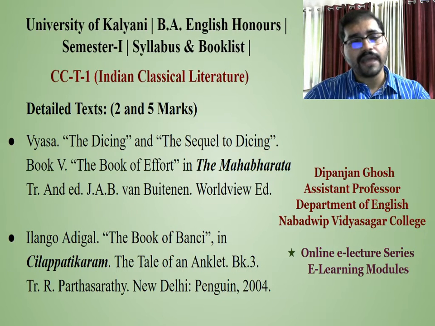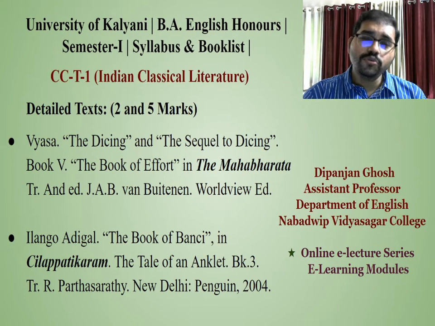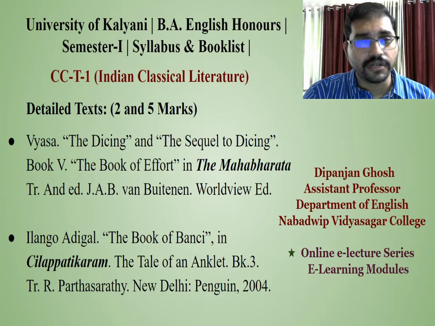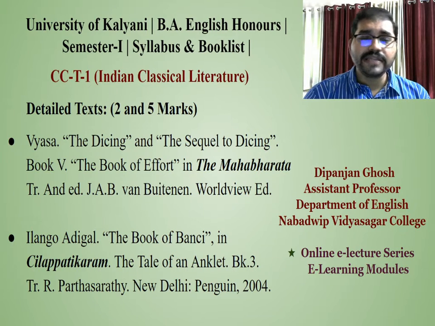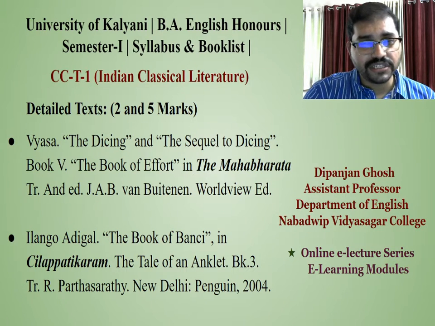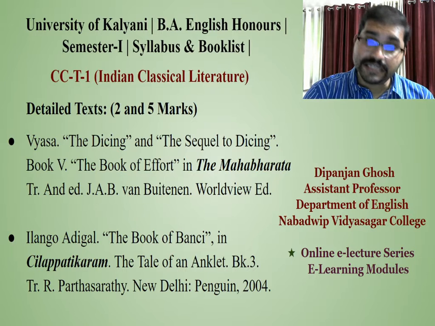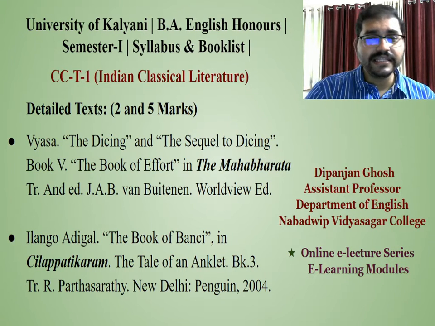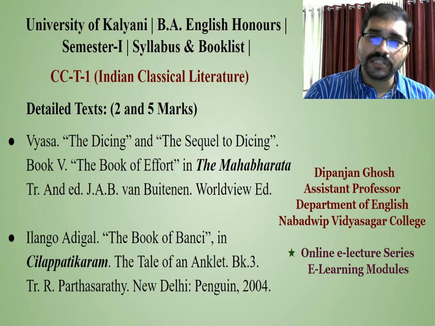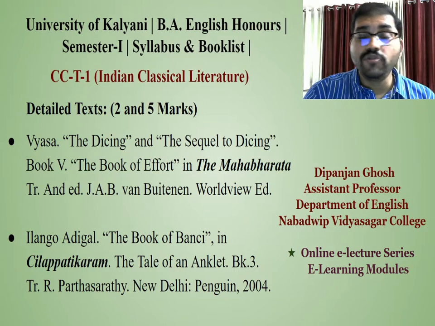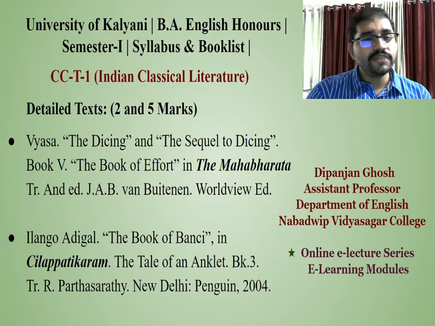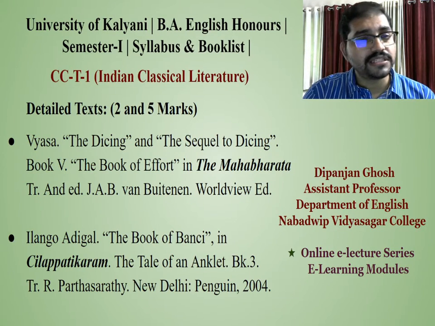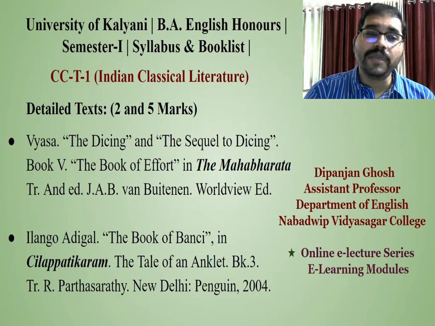So now let us consider the two core courses that are in your syllabus for English Honours. As I mentioned in my last lecture, there are two major sections. The first one is considered as the detailed text and the second section is considered as the non-detailed text. You have CC-1, that is core course theory 1, and core course theory 2. CCT2 will be named as the European Classical Literature. CCT1, that is core course theory 1, is named as Indian Classical Literature.